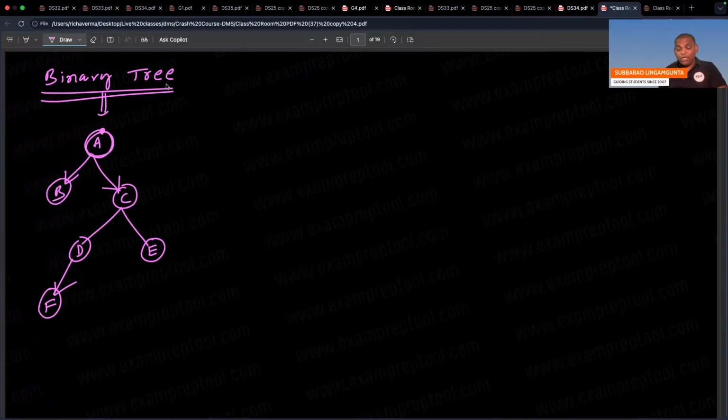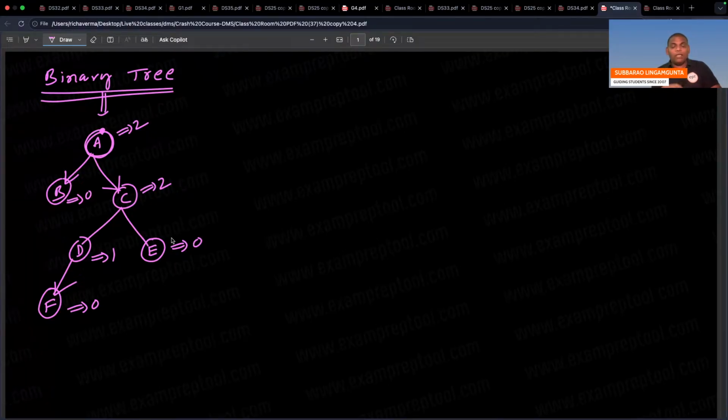B has 0, C has 2, D has 1, E doesn't have any, F doesn't have any. So if you observe clearly, C has 2 children, meaning out degree 2. The next one has 0, one has 1, and others have 0, like this. It's a binary tree, and all are like that. I feel everyone is comfortable.